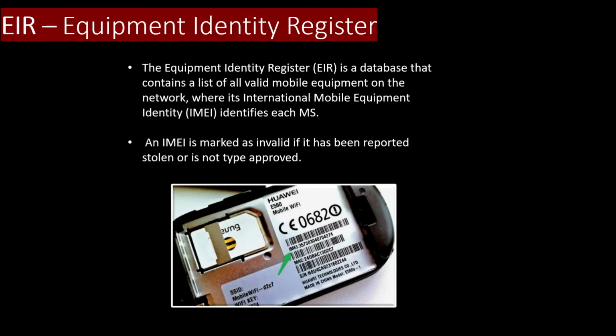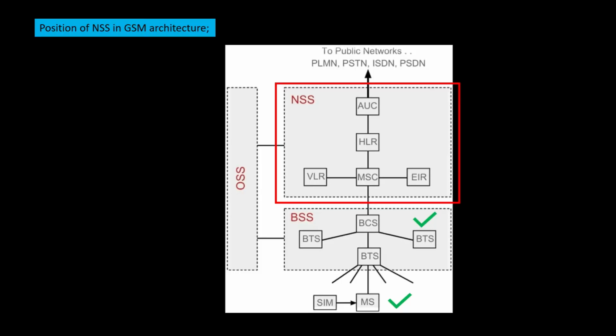EIR, Equipment Identity Register. The Equipment Identity Register (EIR) is a database that contains a list of all valid mobile equipment on the network, where its International Mobile Equipment Identity (IMEI) identifies each MS. An IMEI is marked as invalid if it has been reported stolen or is not type approved. Okay, we already know about MS and BSS in past steps.